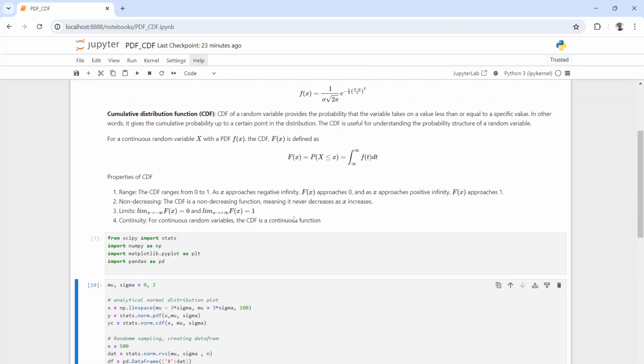The first property is the range. The CDF ranges from 0 to 1. As x approaches negative infinity, F(x) approaches 0, and as x approaches positive infinity, F(x) approaches 1. The other property is that F(x) is a non-decreasing function. That means it always increases with the value of x.